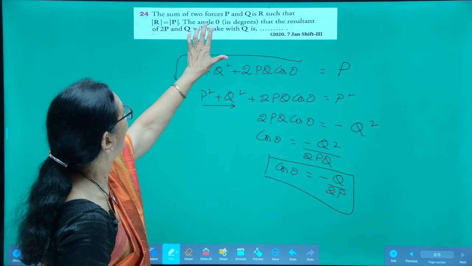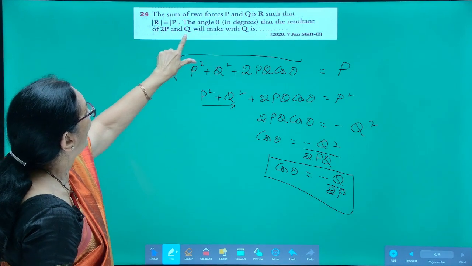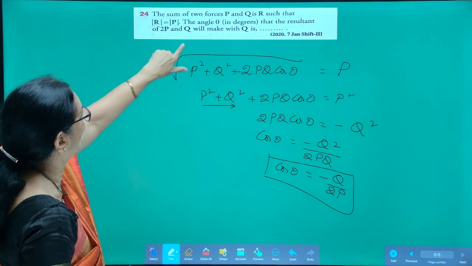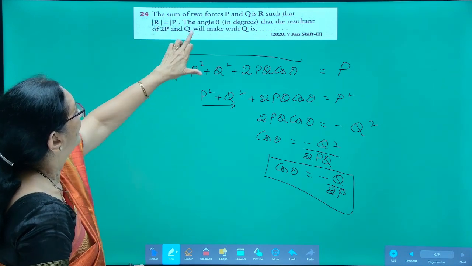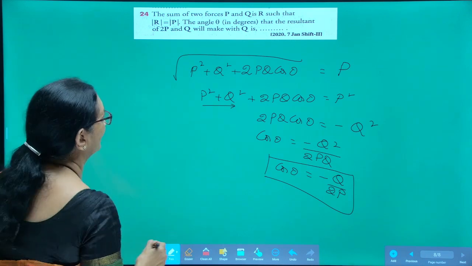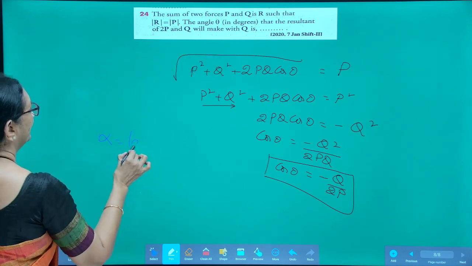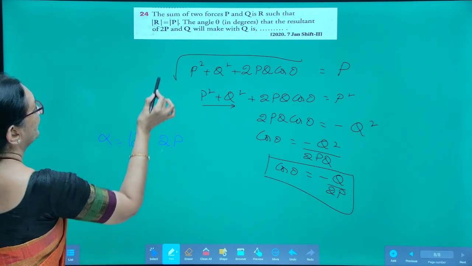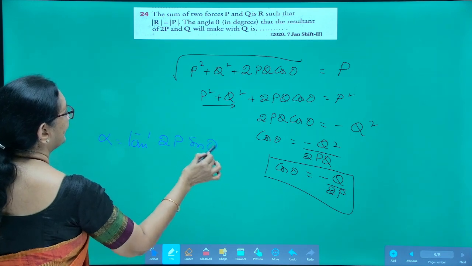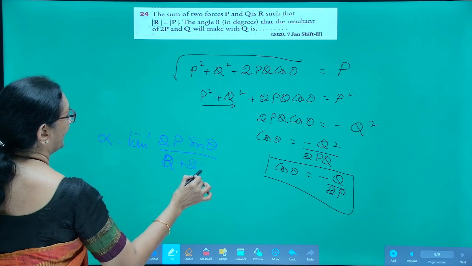Now, find the angle that the resultant of 2P and Q will make with Q. You need to find some other angle such that the resultant of 2P and Q. So, the angle the resultant of 2P and Q will make with Q is alpha equal to tan inverse, where the angle between P and Q is taken as theta, say, of 2P sin theta by Q plus 2P cos theta.